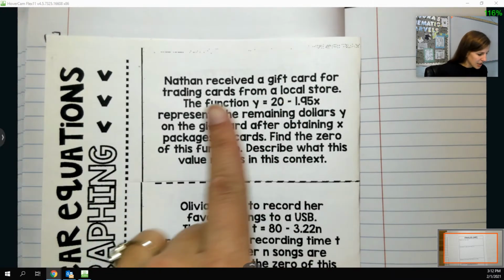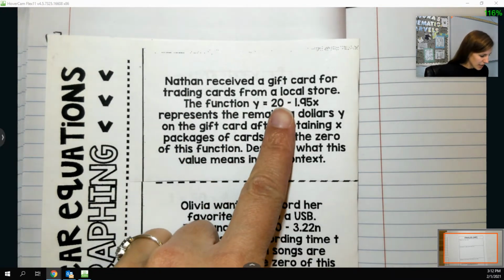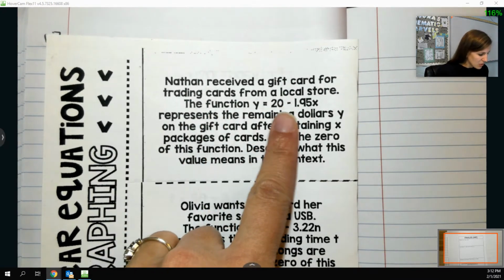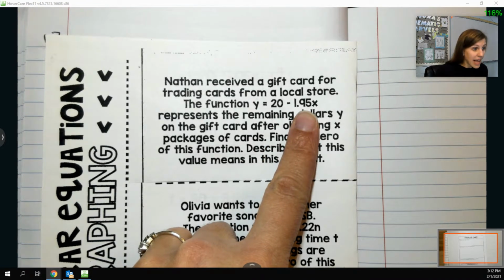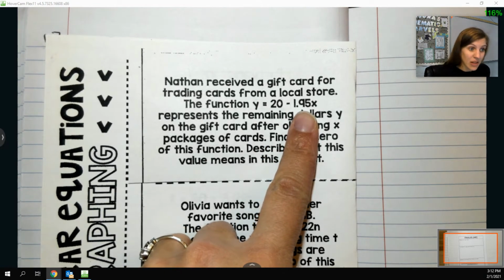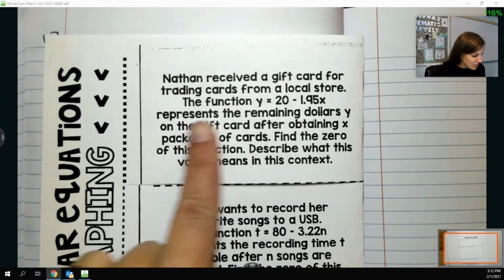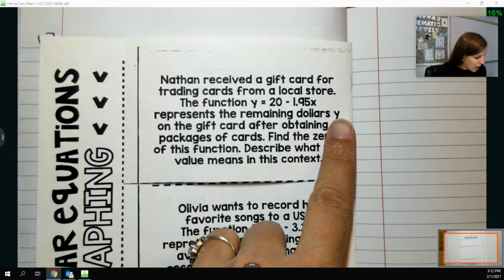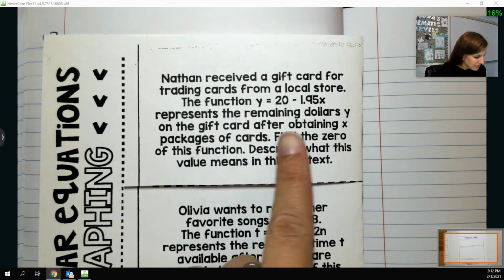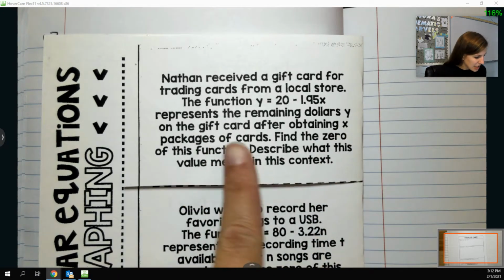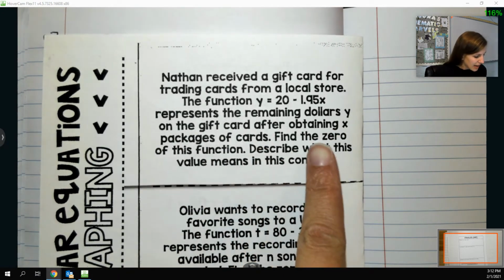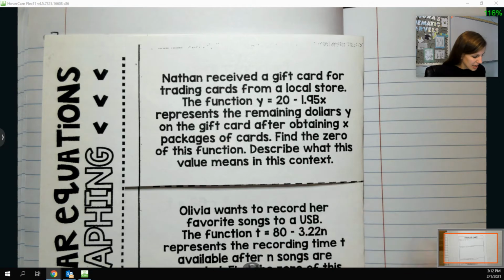Nathan received a gift card for trading cards from a local store. The function y equals 20 minus 1.95x, oh, look at that. They already give me the equation. That's super nice. Represents the remaining dollars y on the gift card after obtaining x packages of cards. Find the zero of this function. Describe what that value means in this context.